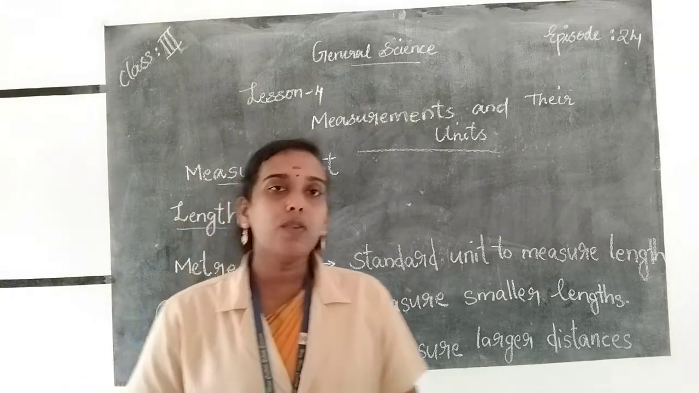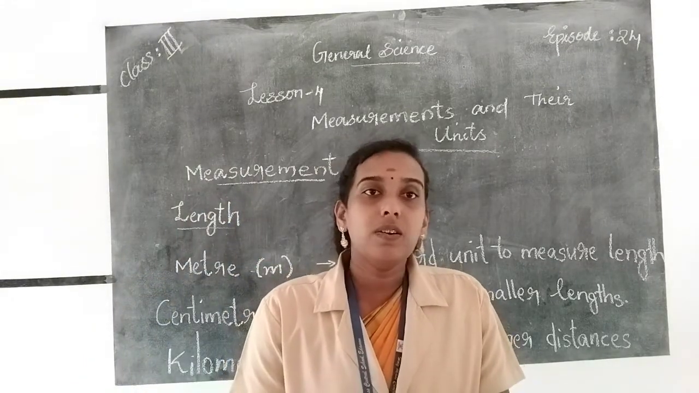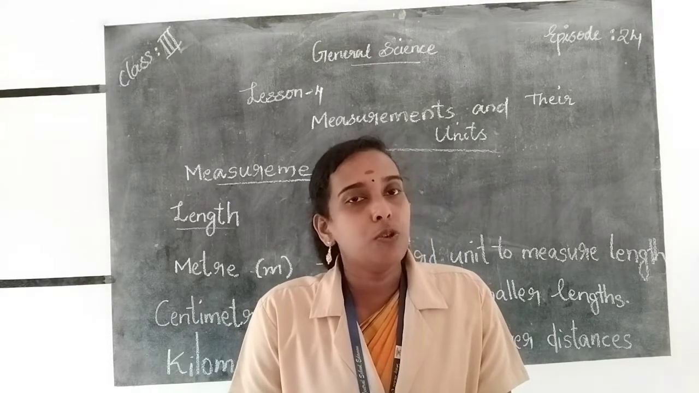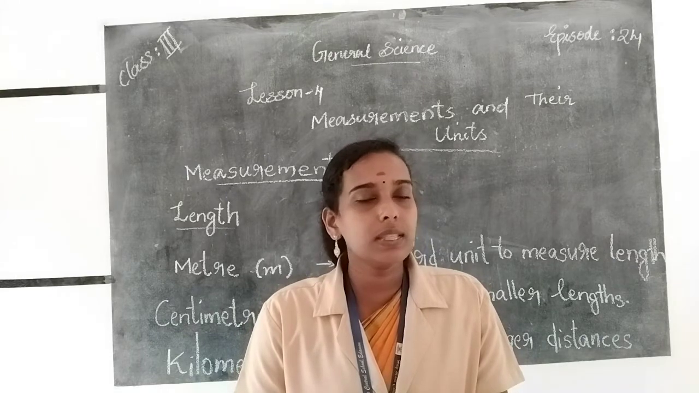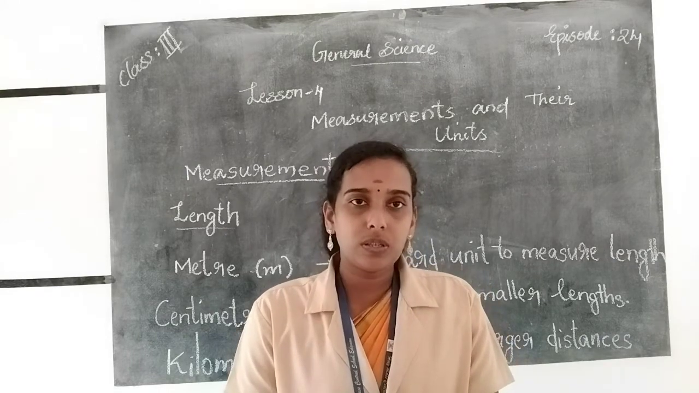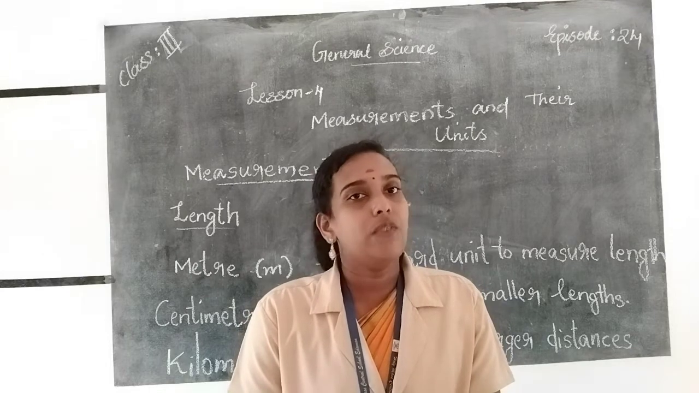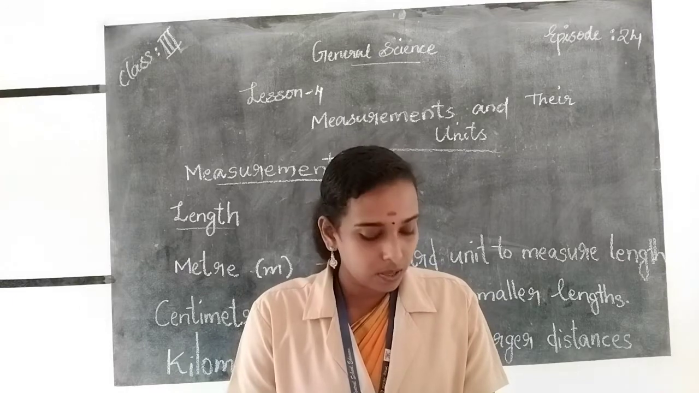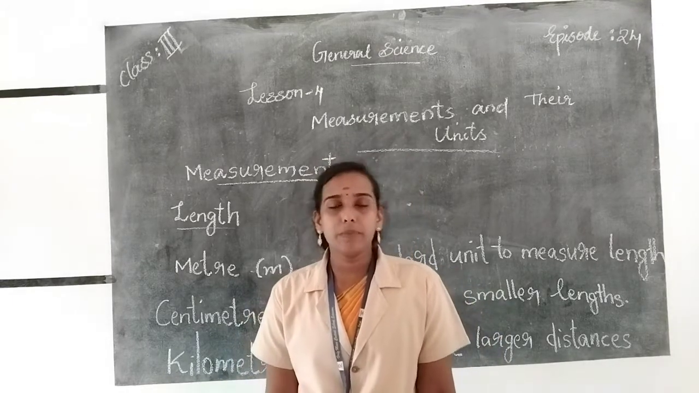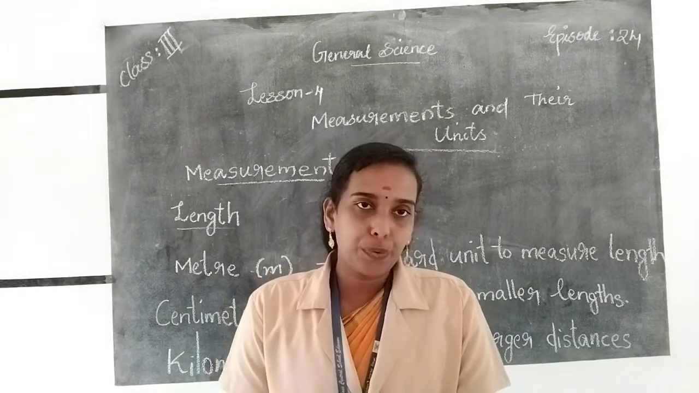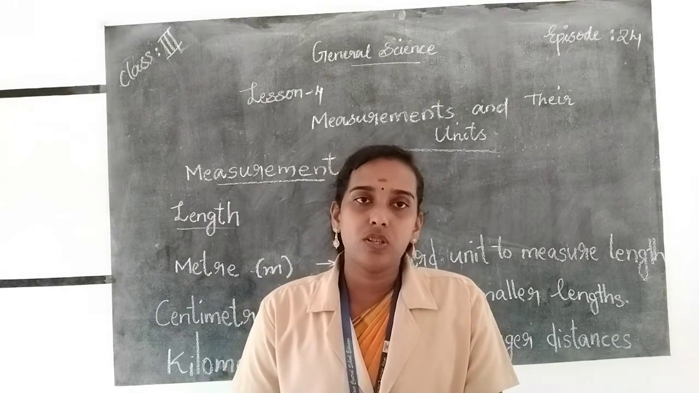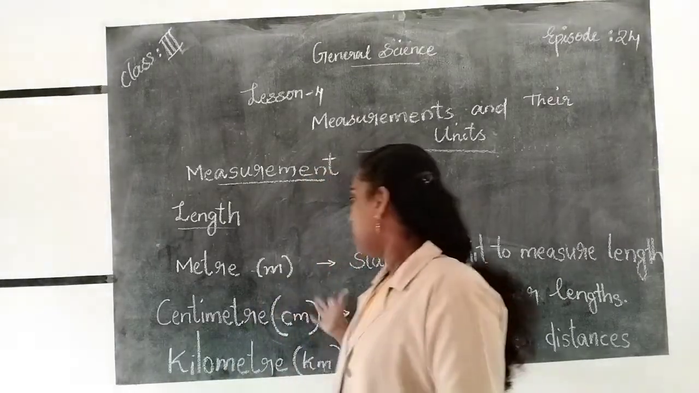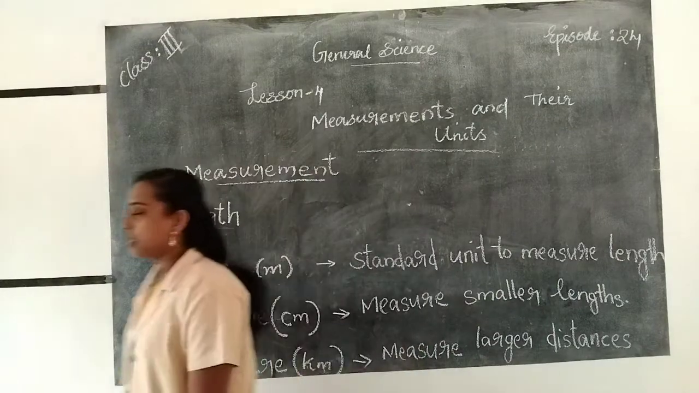Which is the standard unit of length? Yes, very good. It's meter. Meter is the standard unit of length. And to measure the smaller lengths we use centimeter, and to measure the larger distances we use the unit kilometer. Okay. So, which are the instruments that we use to measure length? Ruler, measuring tape and measuring wheel. And the three units of length are meter, centimeter and kilometer.